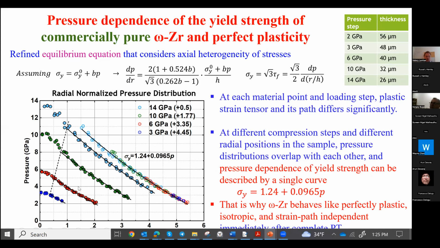And here are several pressure distributions. And at each point, we have a completely different plastic strain tensor and entire path, and also different texture. So the material is anisotropic, but still all this data can be described by such a simple pressure dependence of yield strength, which is independent of plastic strain path, and does not show any signature of anisotropy. And that means that after severe plastic deformation, and in the given case phase transition, the material behaves like perfectly plastic, isotropic, and strain path independent.